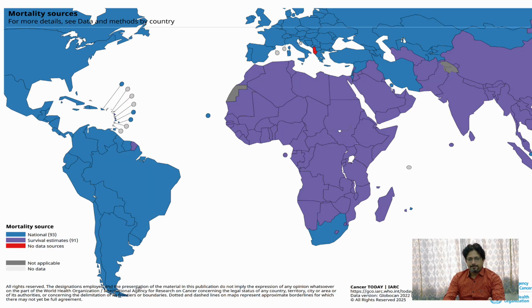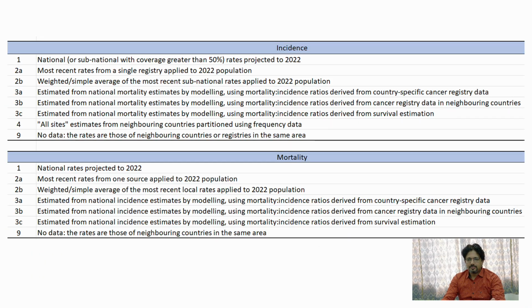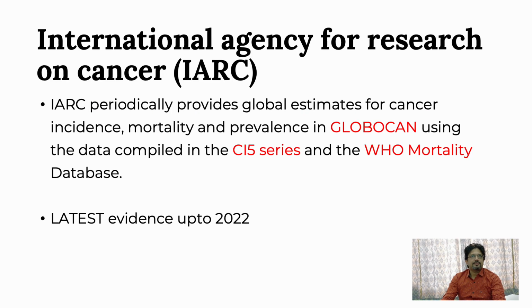Similarly, regarding the mortality data source, we do not actually have a much better data source. It is calculated on the basis of survival estimates from nearby countries like Sikkim and others. These countries are used to calculate the survival estimates for Nepal. So regarding incidence, our country falls in category 9, that is, no data rates are available. And for mortality, it comes under 3C, where the national estimates are modeled and derived from the survival estimations of other countries.